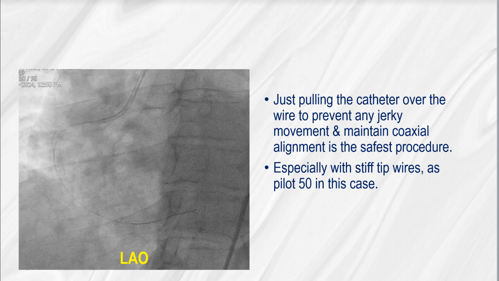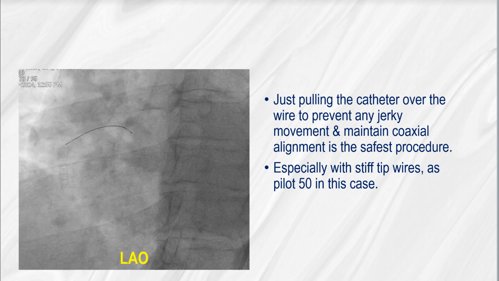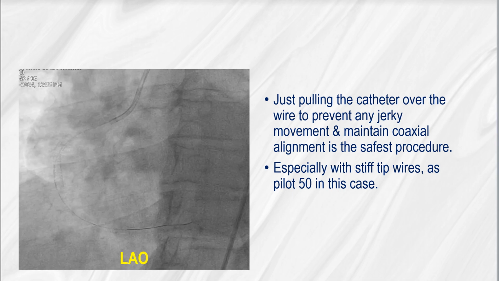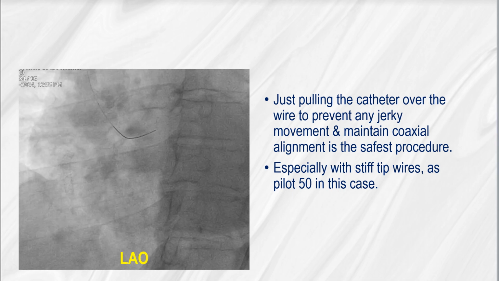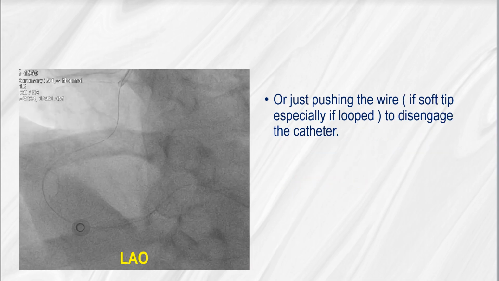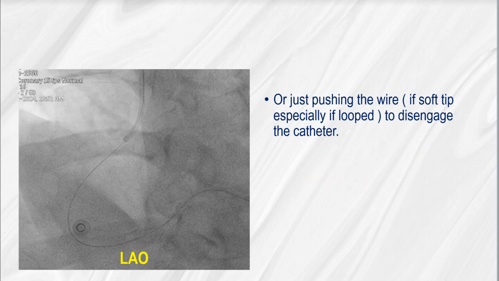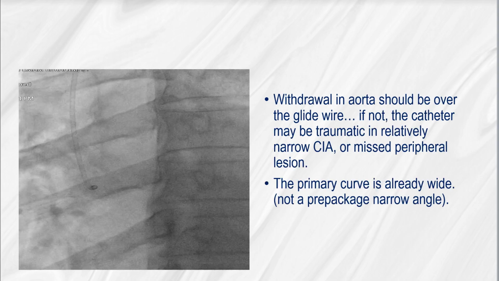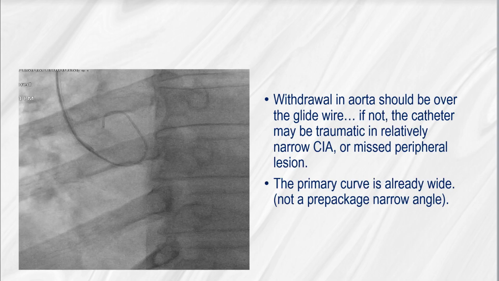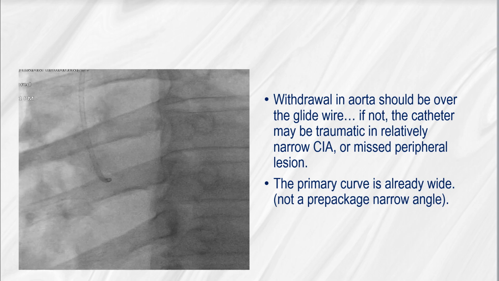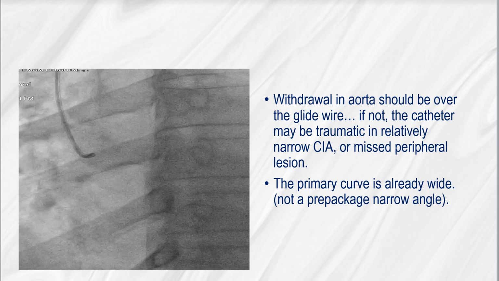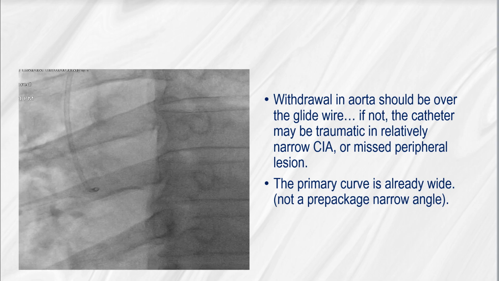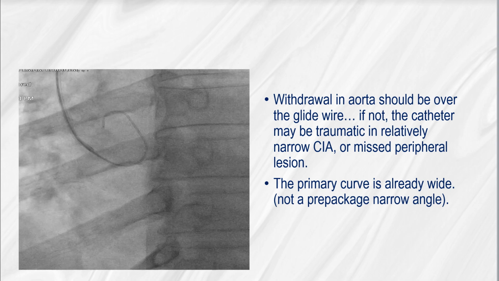Just pulling the catheter over the wire to prevent any jerky movement and maintain coaxial alignment is the safest procedure, especially with stiff tip wires. Or just push the wire, if soft tip, to disengage the catheter. Withdrawal in the aorta should be over the glide wire. If not, the catheter may be traumatic in the relatively narrow common iliac artery or miss a peripheral lesion. The primary curve is already wide, not a pre-packaged narrow angle.